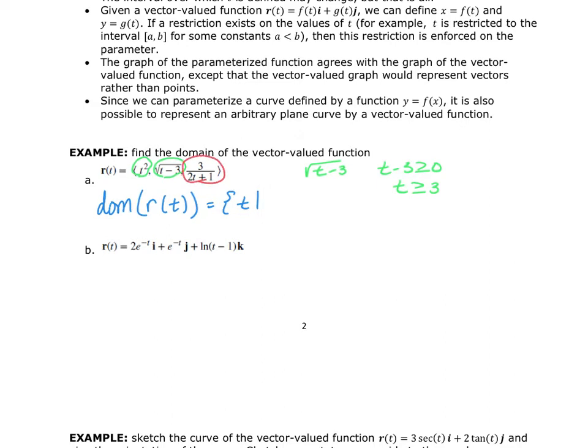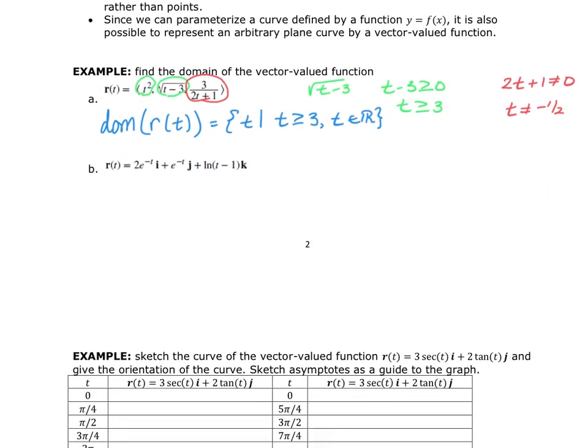We also have this one. We know that the denominator can't be equal to 0. So t cannot equal -1/2, because if t equals -1/2, then we have a problem. However, t being greater than or equal to 3 is going to dominate the fact that t cannot equal -1/2. And so my domain is such that t is greater than or equal to 3 and t is any real number. Let's take a look at our next example.